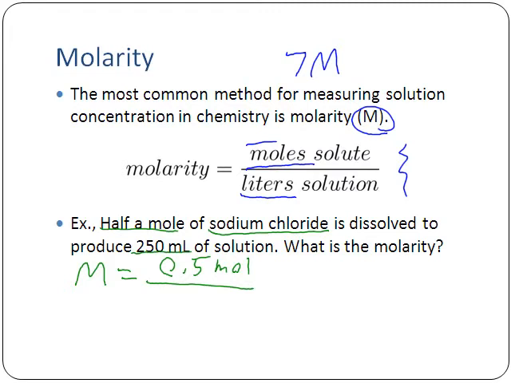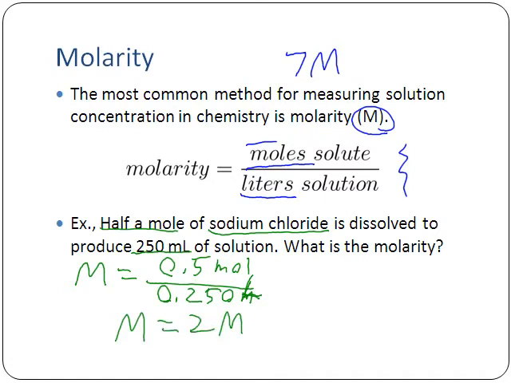We move the decimal place over 3 spots, and so this is going to be 0.250 liters, not milliliters, liters right there. Okay, and then once we've done that, that should tell us the molarity. And so we take the calculator, 0.5 divided by 0.25, and in this case you get 2, which should be fairly obvious there. And so in this case, this is a 2 molar solution.